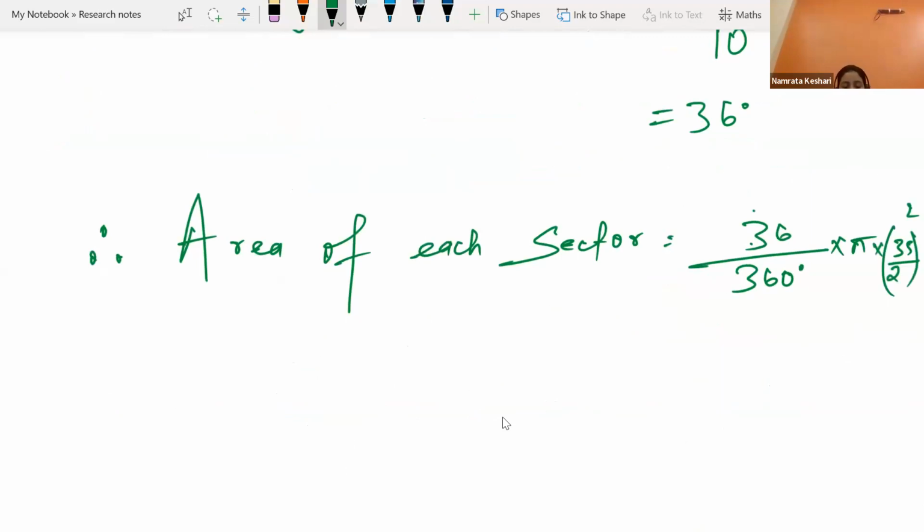Do the simplification. Let me know what you are getting, meanwhile I'm thinking of another question. Yes, everyone getting? We'll be substituting pi as 22 by 7.